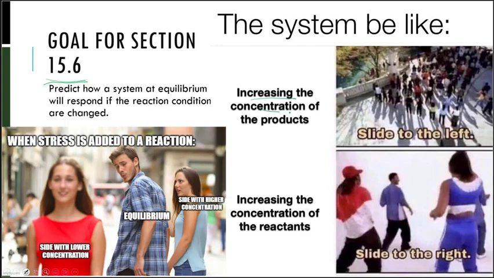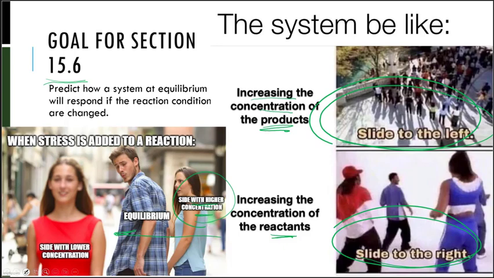Let's say we increase the concentration of the products. That means we need to slide to the left. If we increase the concentration of the reactants, we need to slide to the right towards the products. When stress is added to a reaction, the side that has the higher concentration, let's say it was the products on the right, we need to slide to the left towards the lower concentration, towards the reactants, to get back to equilibrium.